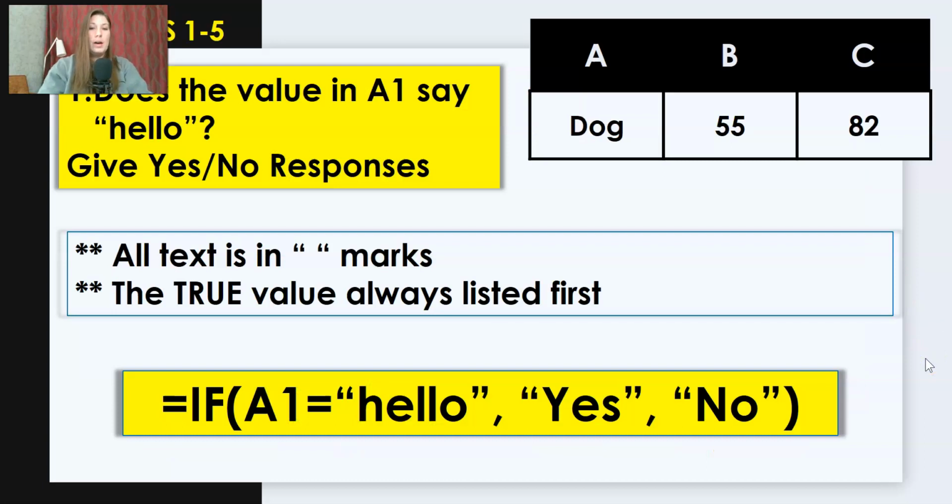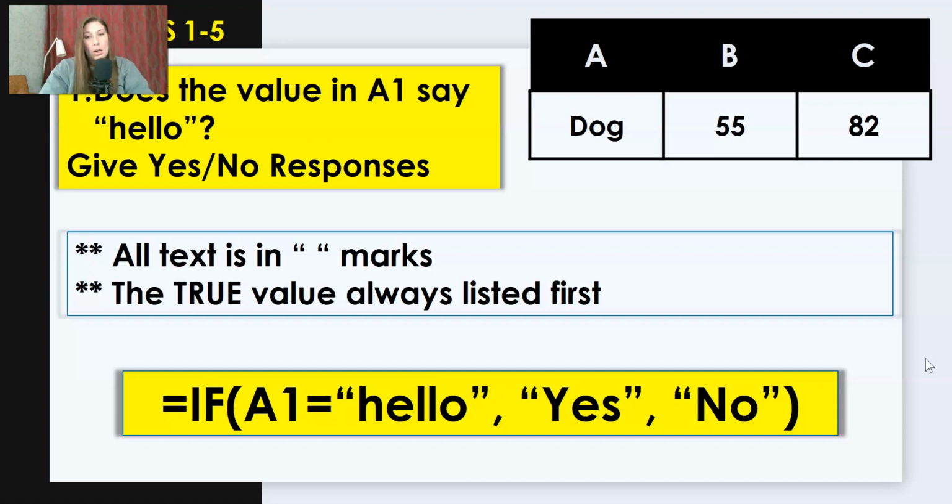Question number 1, does the value in A1 say hello? Give the yes, no responses. A couple things to remember here is that anytime you have text, it's going to be in quotation marks, like we said before, and the true value is always listed first, assuming that you have 2 responses. So we're looking at A1. Obviously, A1 says dog, so no, it does not say hello.